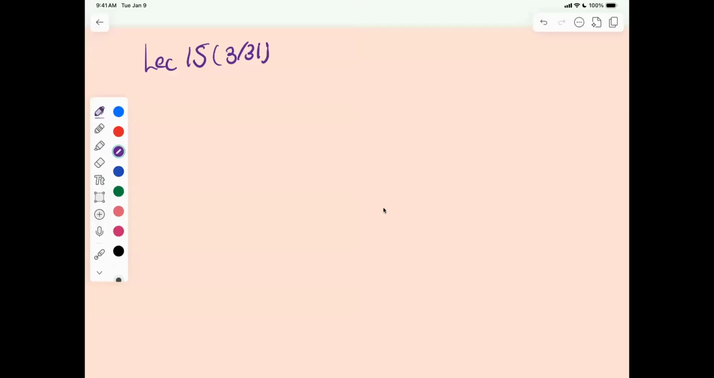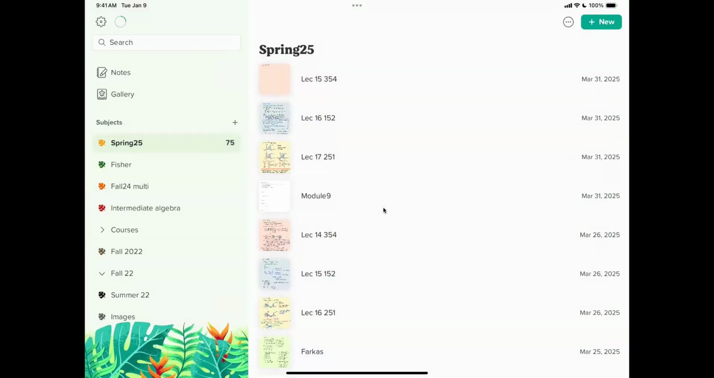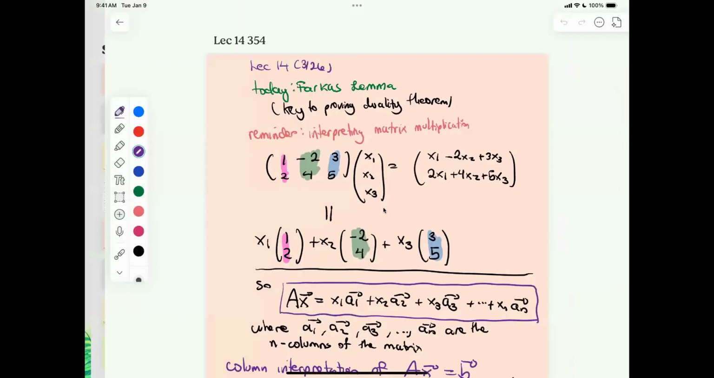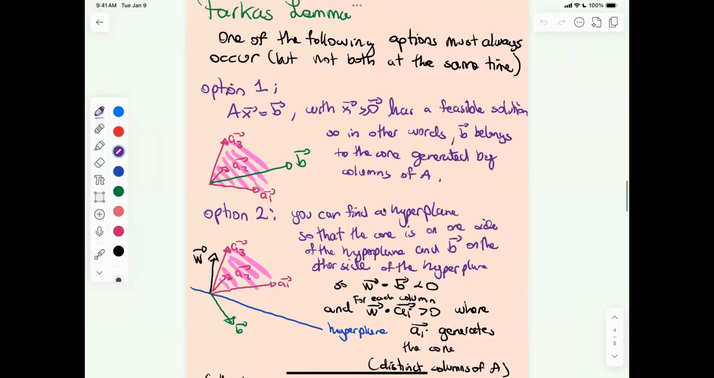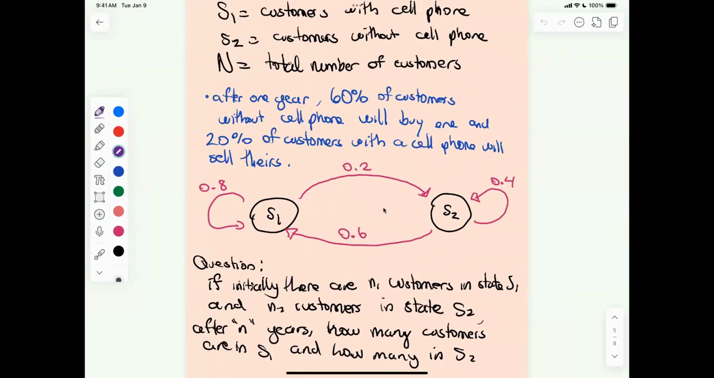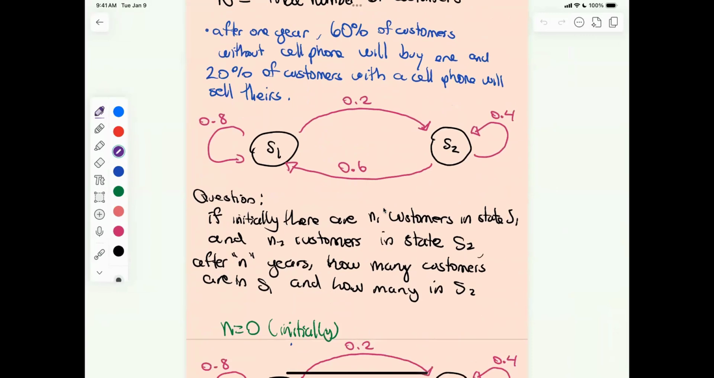Okay, so actually let me first remind you of the setup of the problem we were discussing last time. And I'll copy paste the picture to the notes. But the idea was a very simple model for a cell phone company where you have two types of consumers. The ones on S1 represent those with a cell phone, and the ones on S2 are the customers without cell phones.